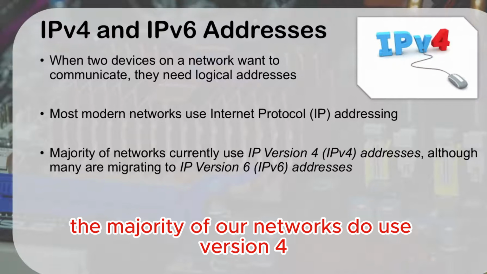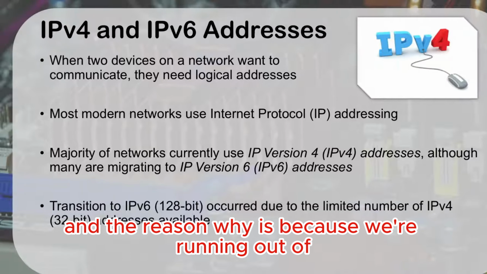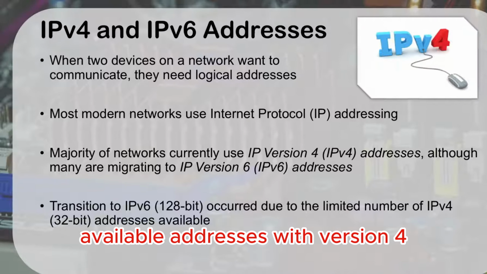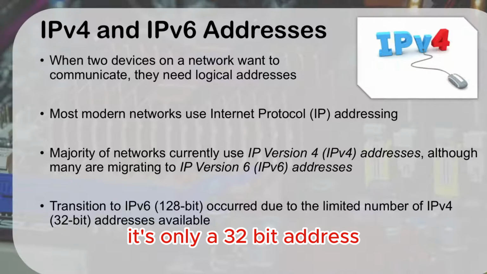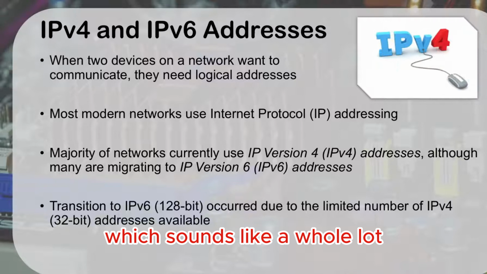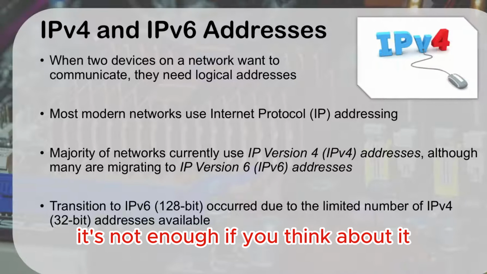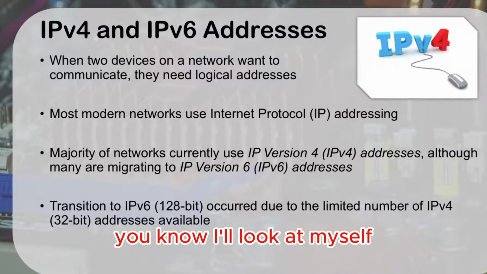The majority of our networks do use version 4. We are migrating up to version 6, and the reason why is because we're running out of available addresses. With version 4, it's only a 32-bit address, which means there's only 4.2 billion IP addresses available, which sounds like a whole lot, but when you start looking at the amount of devices that are on the network now, it's not enough. If you think about it, I'll look at myself.